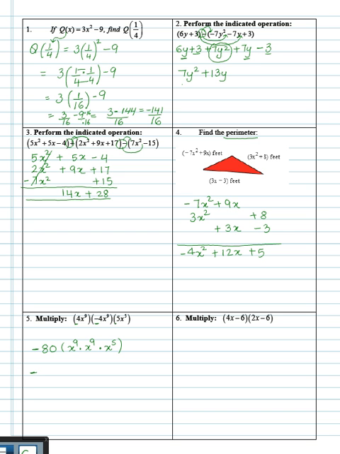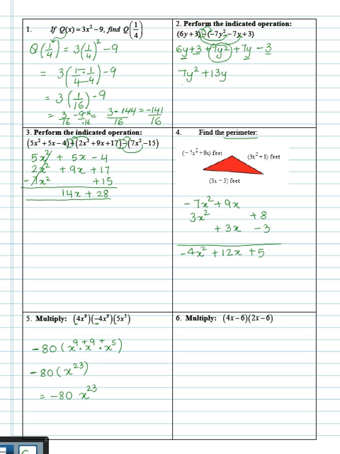So when I rewrite this, I'm done with my numbers. 9 plus 9, 18, plus 5, 23. So x to the power 23rd. So my final answer is going to be negative 80 x to the 23rd.